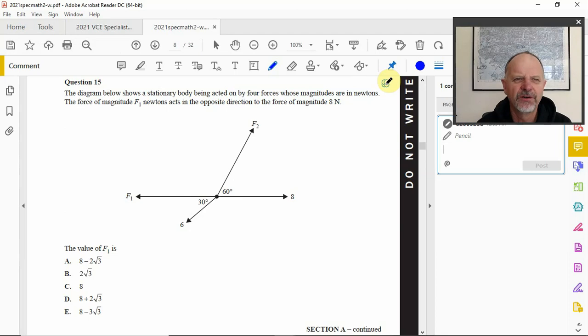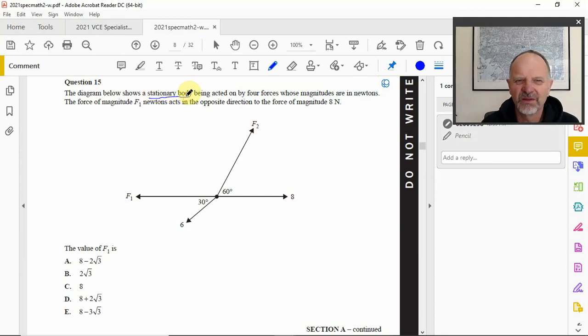Okay, question 15 of the 2021 Specialist Maths Exam 2 multiple choice. The diagram below shows a stationary body, so this is in equilibrium. It's being acted upon by four forces whose magnitudes are in newtons. The force of magnitude F1 acts opposite to the direction of 8 newtons. Find the value of F1.